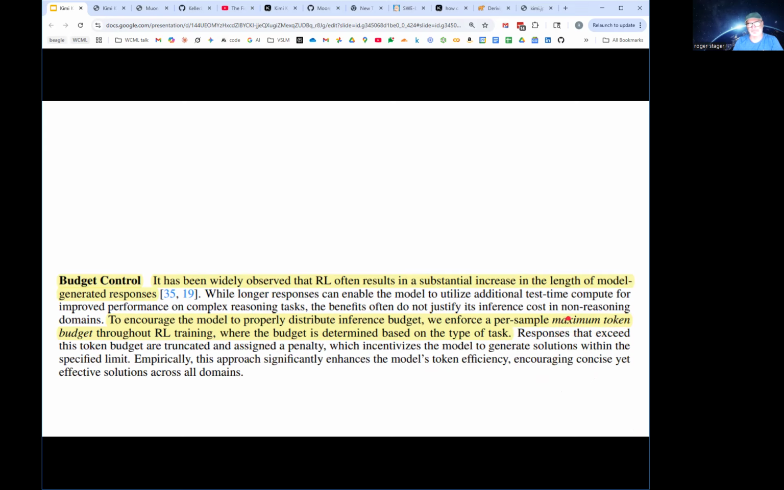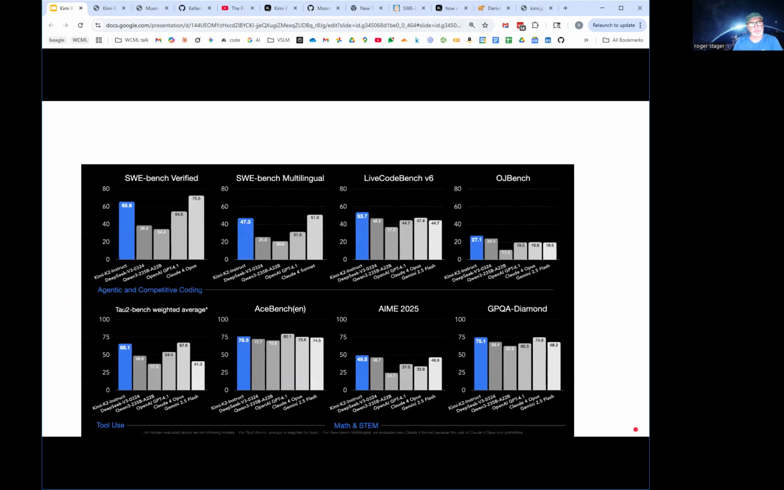This seems a little, I don't know. It's like a hard stop on it. I'm surprised they don't just add some sort of cost per token type of thing rather than a maximum, but so be it. Performance looks good. Everything's good.